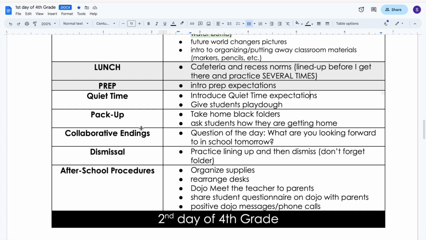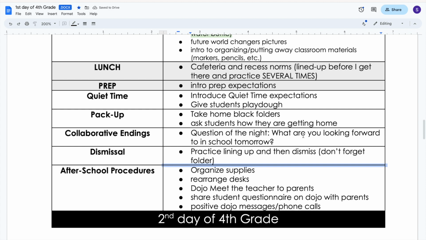Then I'm going to talk about packing up, which is take-home folders, what that expectation looks like, and then ask students how they're going to get home. After, ask them the question of the night. That's what I call it, so let me change that. It's, what are you looking forward to in school tomorrow? We talk around the classroom and discuss what we're excited about in 4th grade.